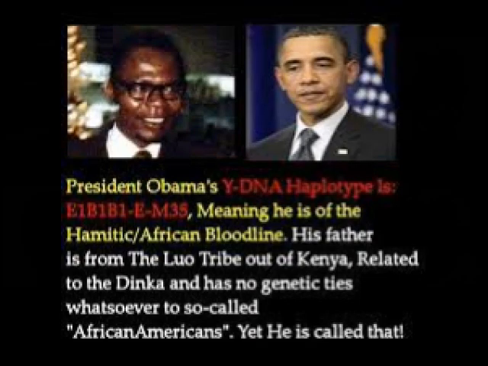And I would have to say, Barack Obama is the most famous modern day Hamite, being that his father, as you can clearly see, was an African man from the Luo tribe out of Kenya. And again, Barack Obama's Y DNA haplotype is E1B1B1. He is a Hamite. No, that doesn't mean he's Jewish. It does not. He is from that Hamitic line.